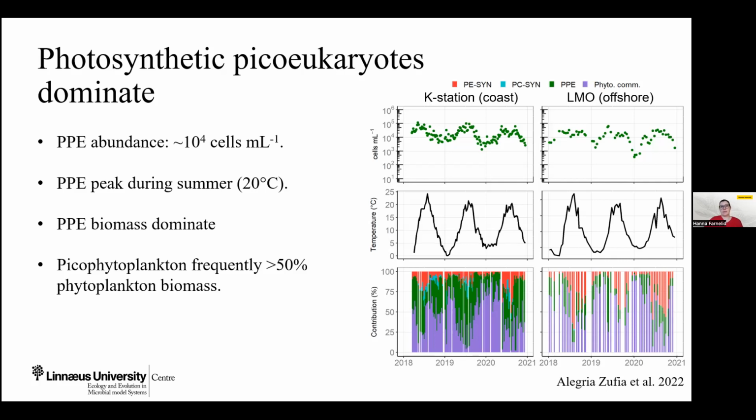And the purple is the other phytoplankton. What was really almost surprising to us when we were doing these calculations was that frequently the picophytoplankton contribution to the total biomass here in the Baltic Sea was more than 50%. So that's a quite substantial contribution to the phytoplankton biomass.